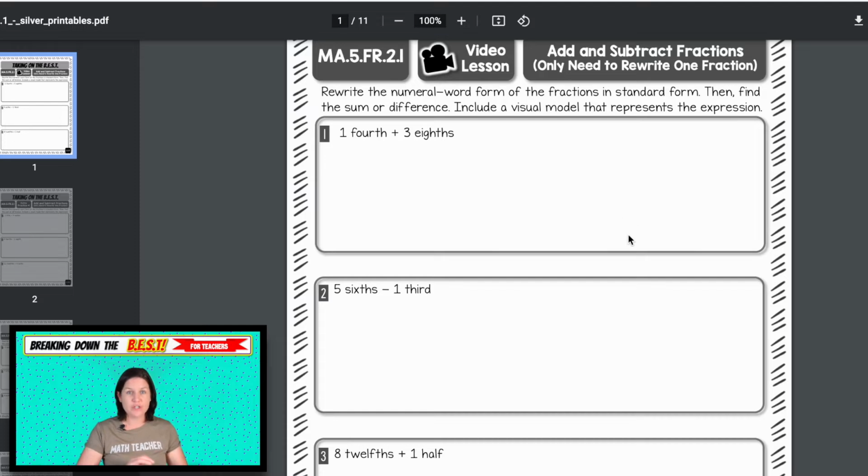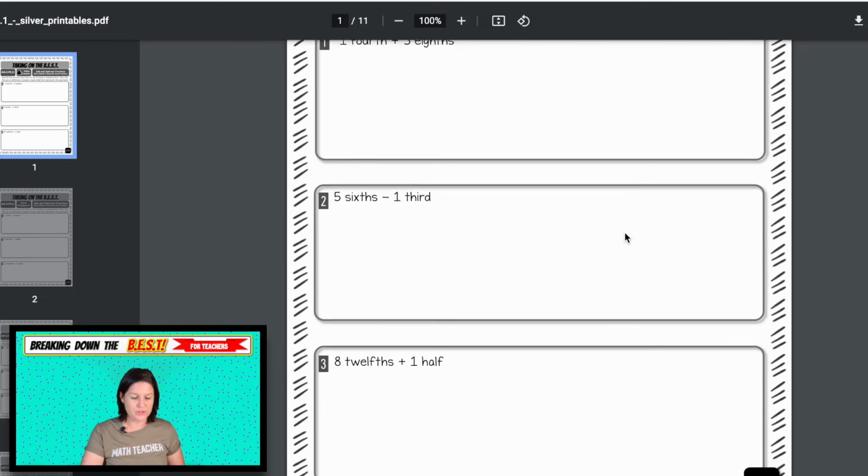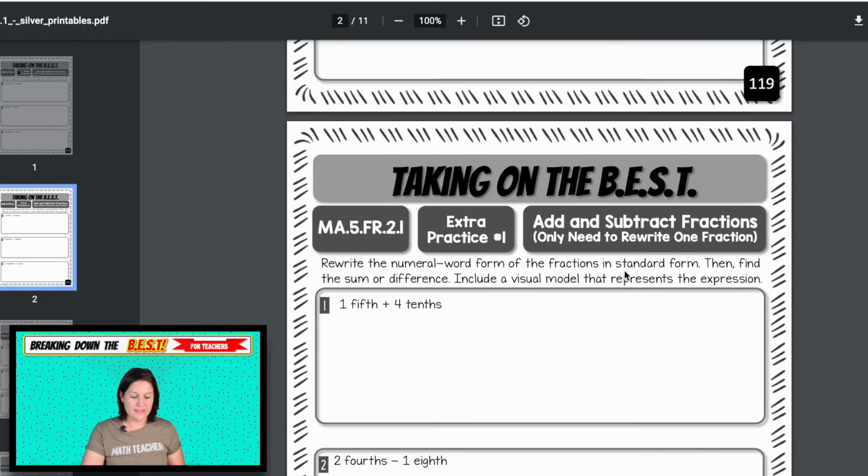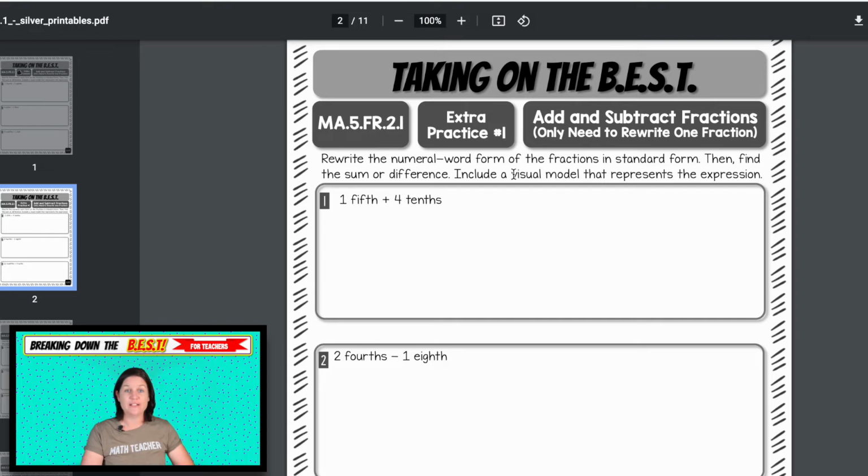So if you're unsure of how to model how fractions can be changed, how you can change the denominator and change your fractions, I would suggest that even you watch these video lessons ahead of time to be ready of how to do it. But it walks your students through. So your students just take the notes from the video lesson on this page, and then with the silver plan, you have extra practice that looks very similar to what we just did in the lesson.